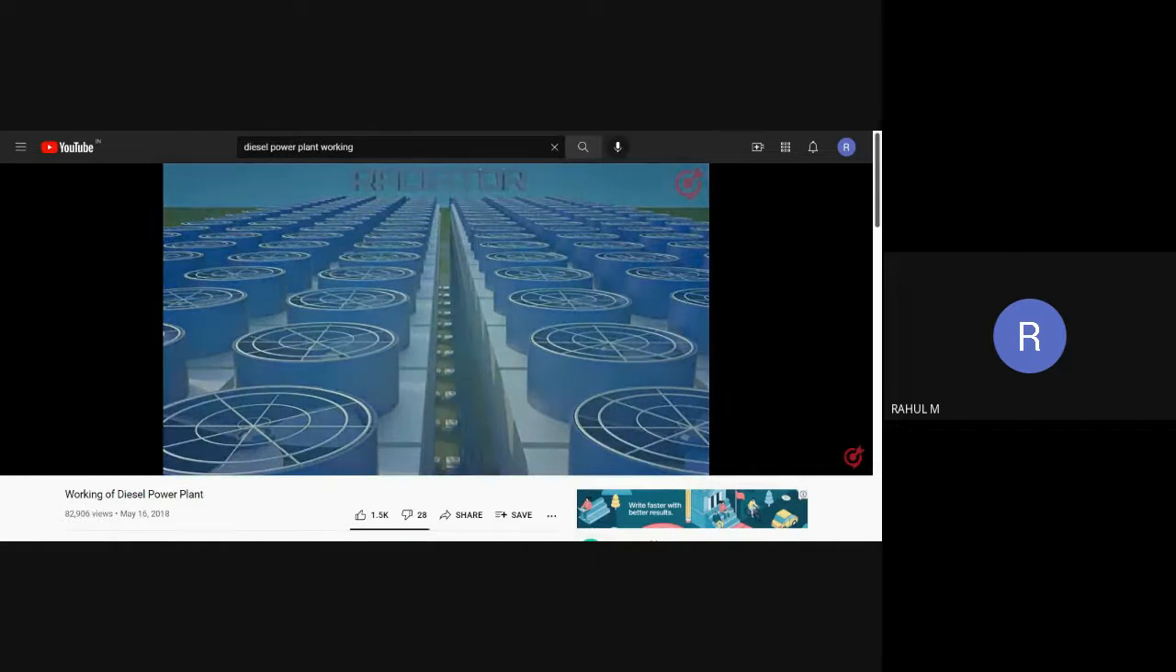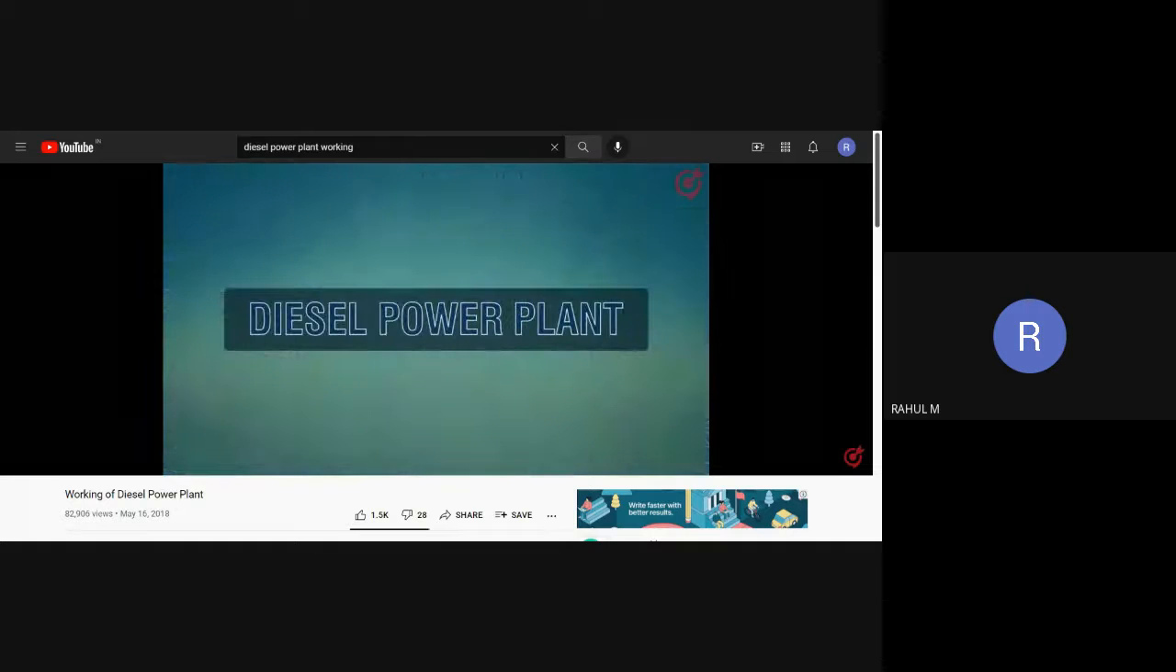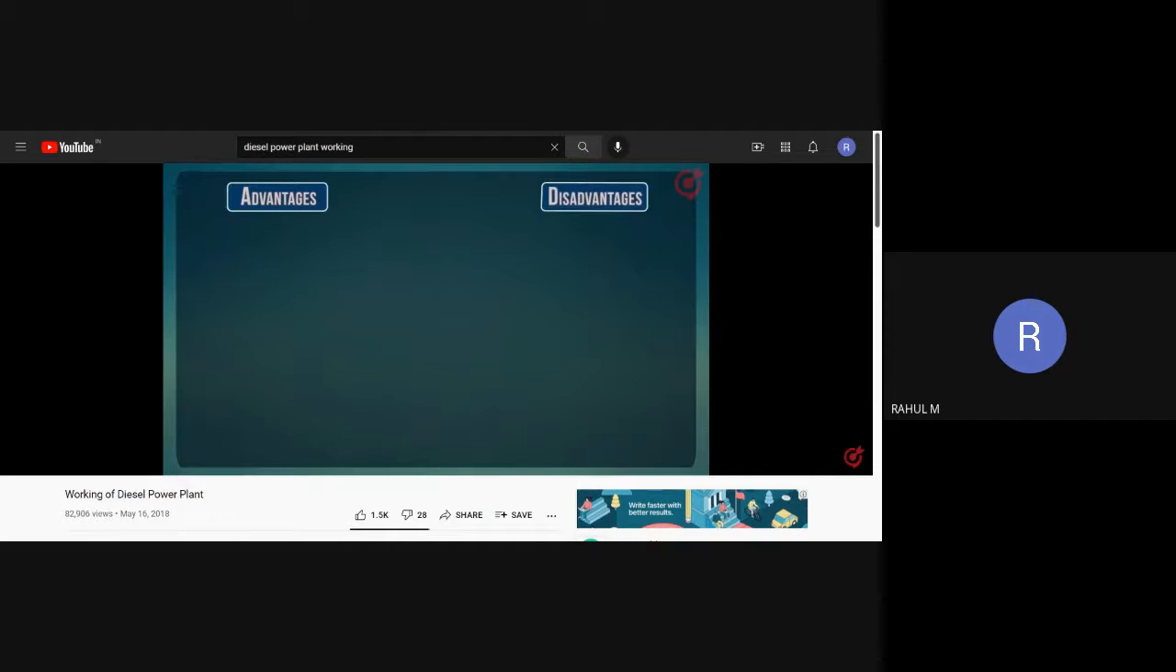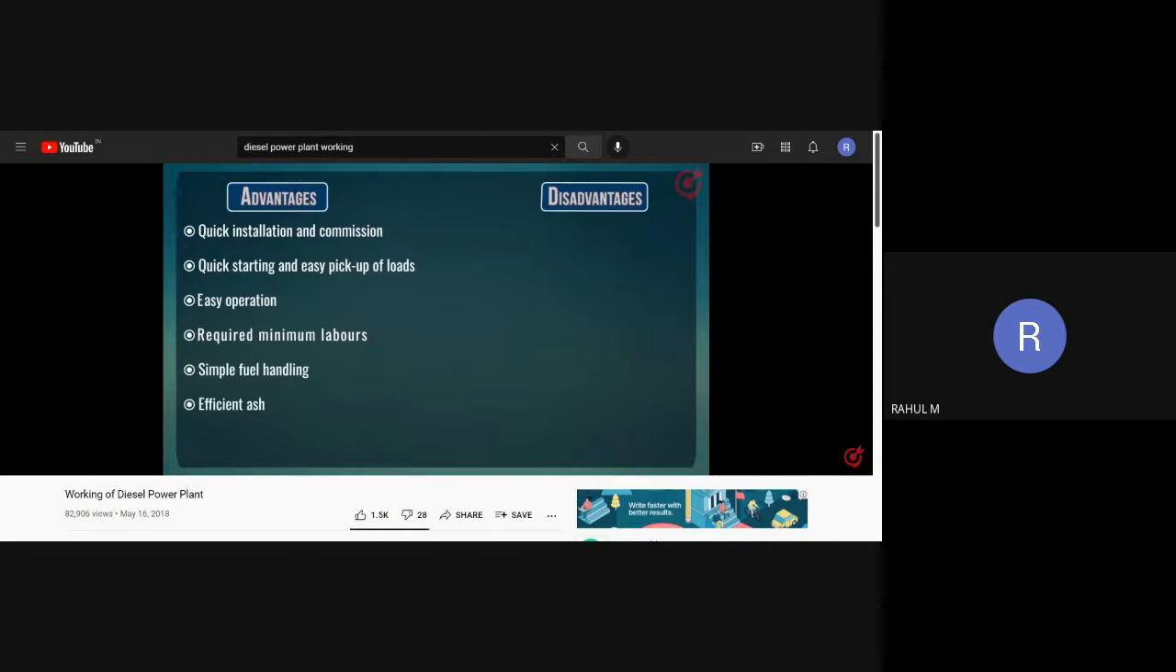So this is how a diesel power plant works. Now let's go ahead and take a look at its advantages and disadvantages. Advantages. The plant layout is simple, which ensures quick installation and commissioning as compared to the steam or hydropower plant. Quick starting and easy pickup of loads in a very short span of time. Easy load operation and requires minimum labor. Simple fuel handling and efficient ash disposal. High level of efficiency.